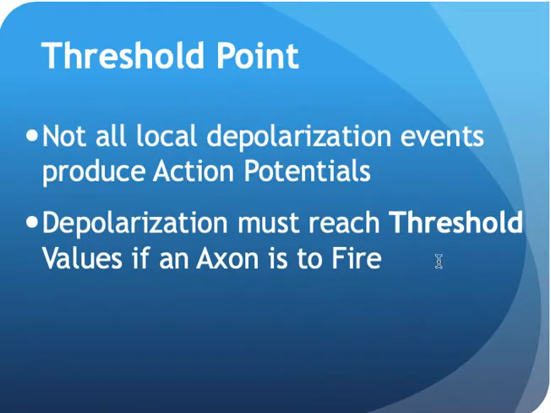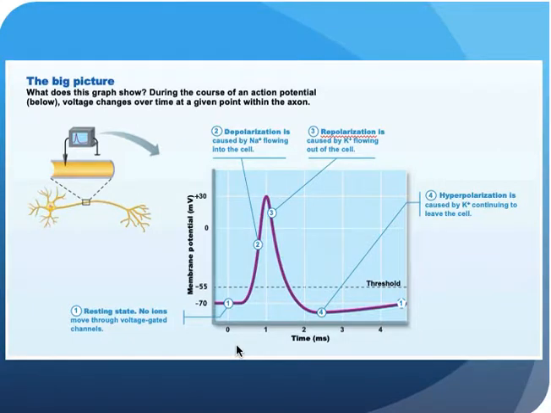And then the next thing we want to talk about, which we also saw in that picture, is this threshold point. Not all local depolarization events are going to produce action potentials. And again, this is an electrical impulse. Depolarization must reach threshold values if an axon is to fire. It's going to take a bunch of these graded potentials to get me to this threshold value so that I'm able to fire this axon. So we come back to this picture again. I can see my resting state, and I have this threshold line. What happens is I need enough stimulation to make the difference change enough to where it gets to this negative 55.